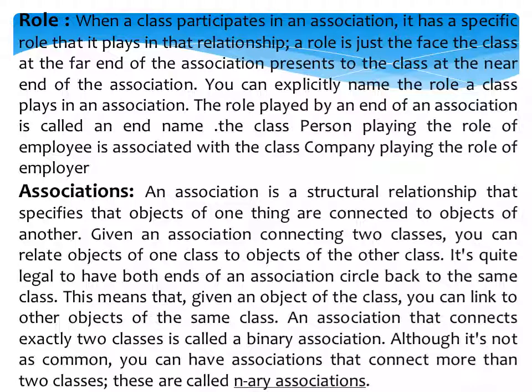An association that connects exactly two classes is called a binary association. Although it's not as common, you can have associations that connect more than two classes. These are called n-ary associations.